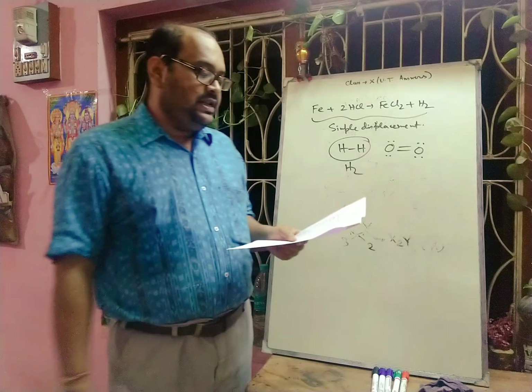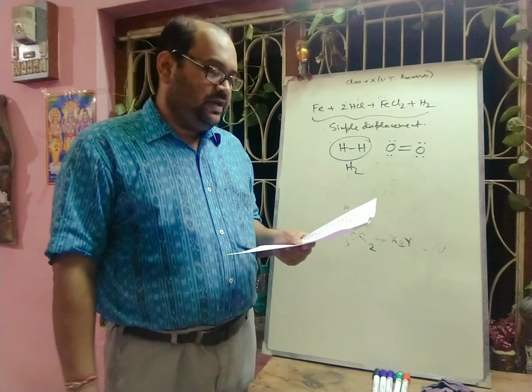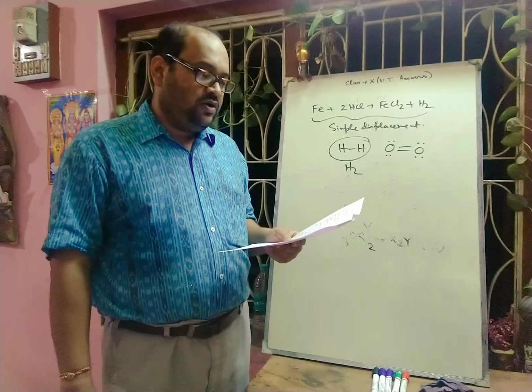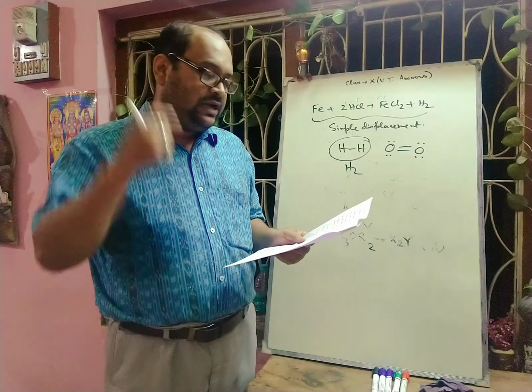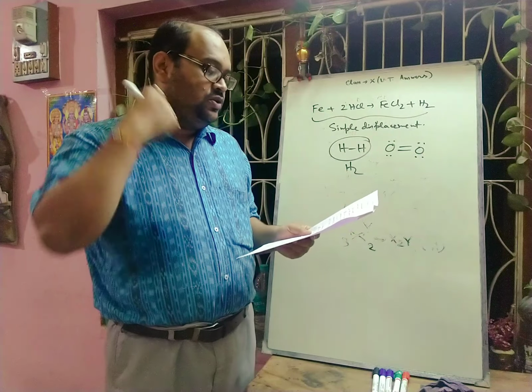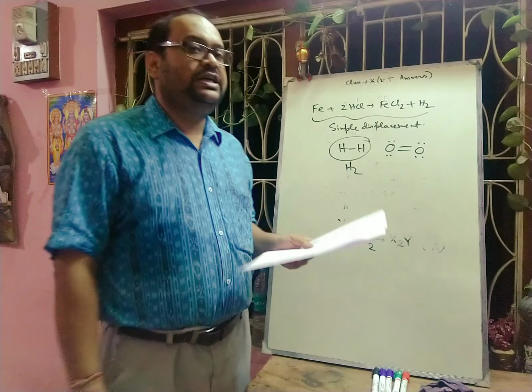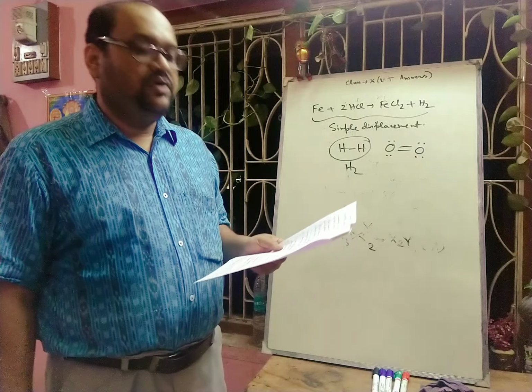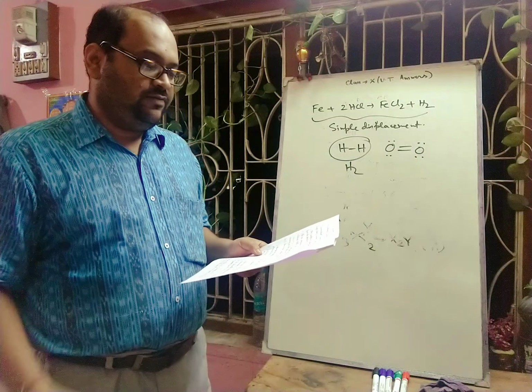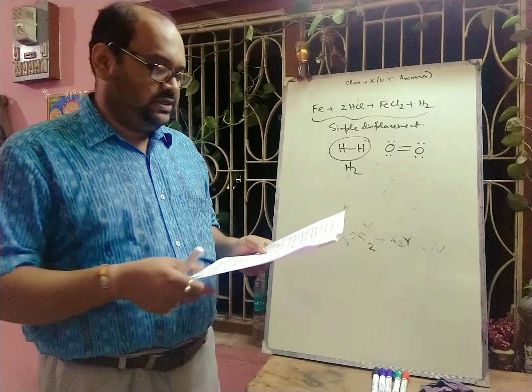Next question is given, answer the following questions in brief. What is the period and group of an element having atomic number 19? Whenever there is atomic number 19, it is nothing but potassium. So its group will be 1 and period will be 4. So it is a 4th period and group 1 element.